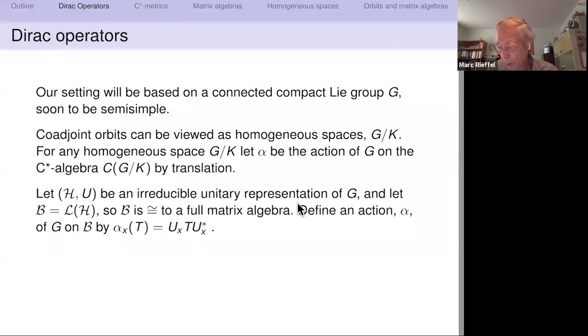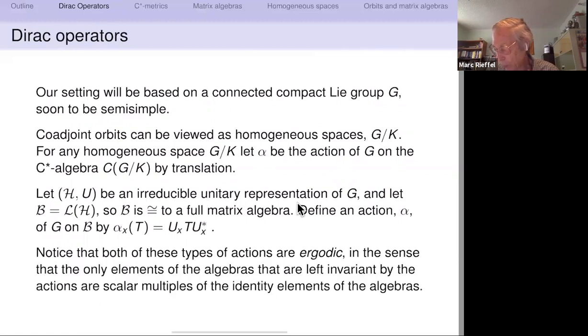And then on the other hand, if we have any irreducible unitary representation of the group, we let this curly B be the space of all of the operators on the finite dimensional Hilbert space for this representation. And that's, of course, isomorphic to a full matrix algebra. And these will be the matrix algebras that are mentioned in the title. And we define an action alpha of G on curly B just by conjugating by the representation.